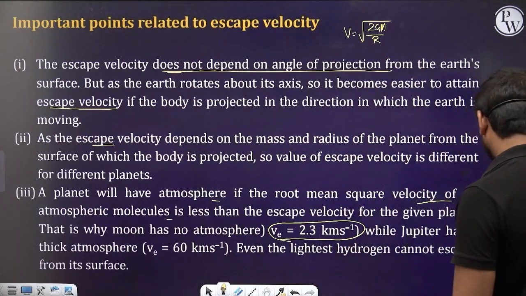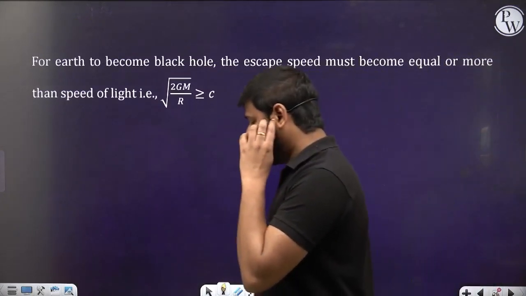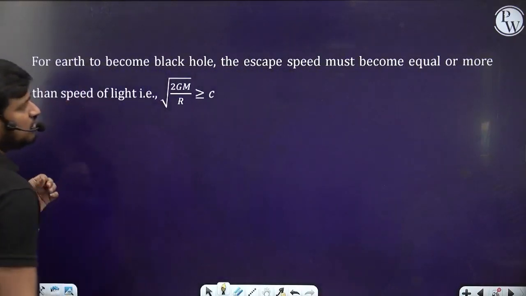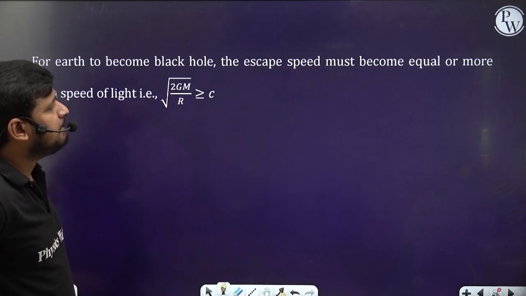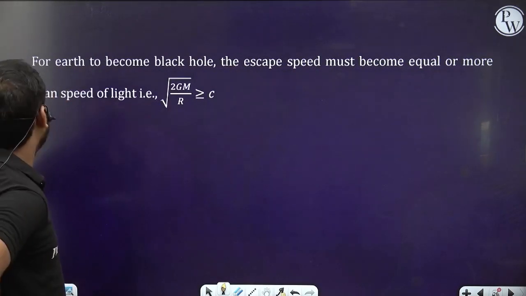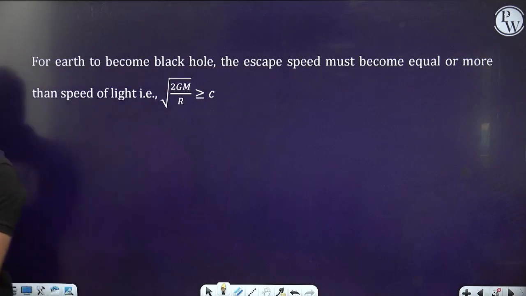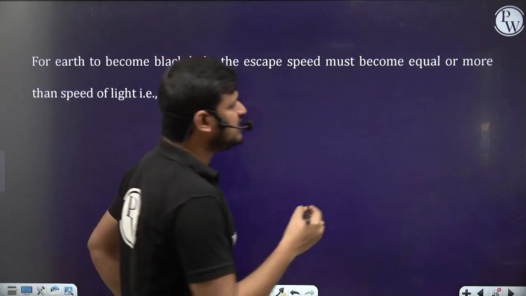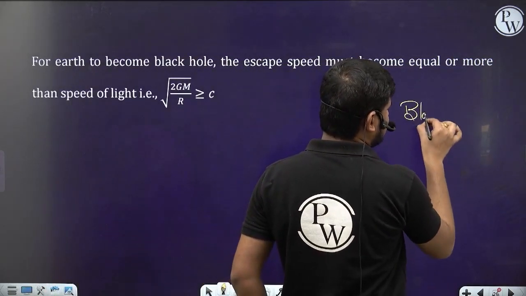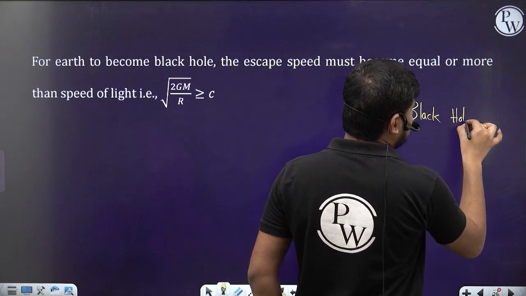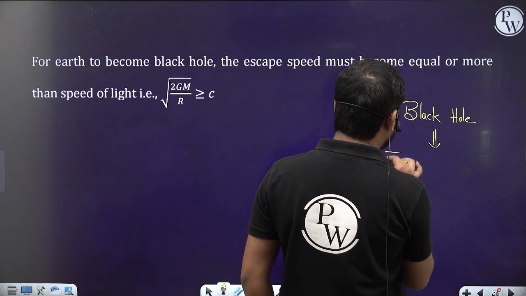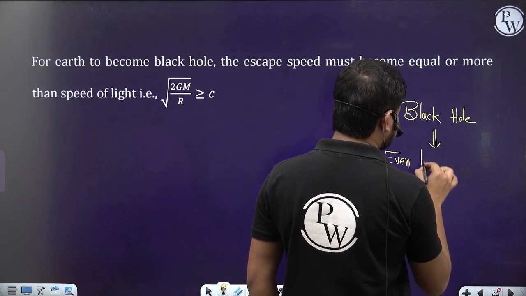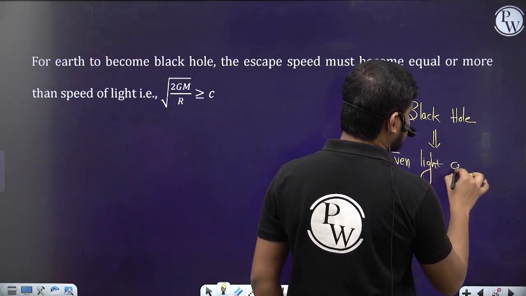Done? Clear? Good. So now, if the Earth has to become a black hole, the escape speed must become equal to or more than the speed of light. So first, what is a black hole? Tell me, what is a black hole? Anyone? The black hole is nothing but a place where even the light can't escape from it.